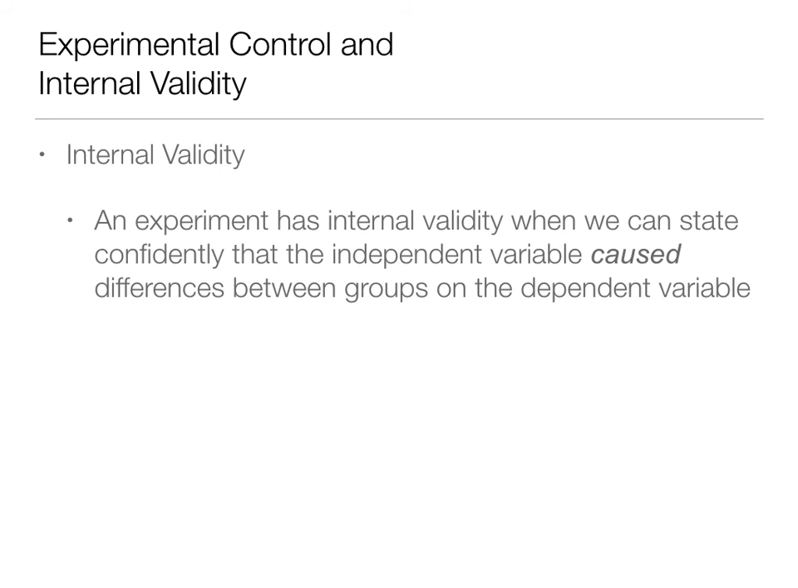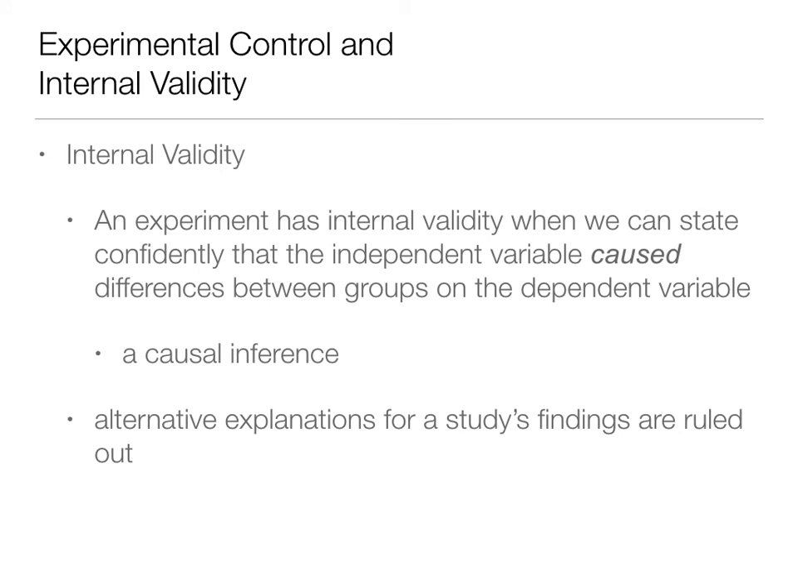So here's our gold standard of validities that we need for experimental research: internal validity. Again, we have internal validity when we can say confidently, without alternative explanations, that the independent variable is what caused change between our groups on our dependent variable. And that's the only time that we can say that, when we have internal validity, that A caused the changes in B. That's when we can make that causal inference, that causal claim, because we've ruled out everything else that could be going on.